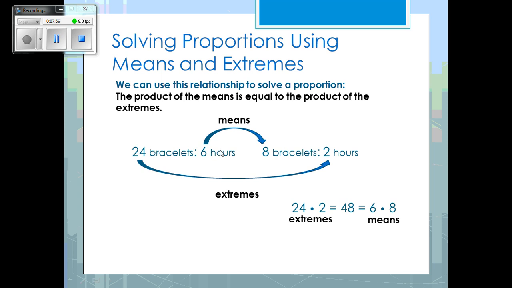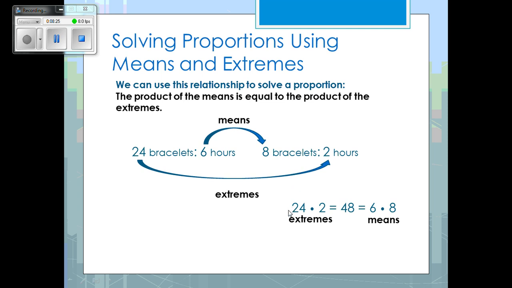So I have bracelets in hours, bracelets in hours. I have 24 bracelets, that goes with 6 hours, 8 bracelets, that goes with 2 hours. Now I can take these two middle numbers, my 6 and my 8, and I'll call those my means. My extremes are going to be my outside values, 24 and 2. And what the relationship says is that the product of the means equals the product of the extremes.